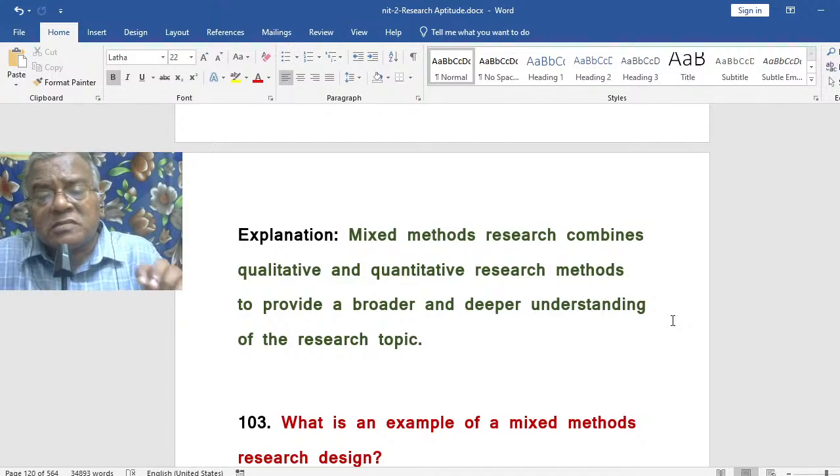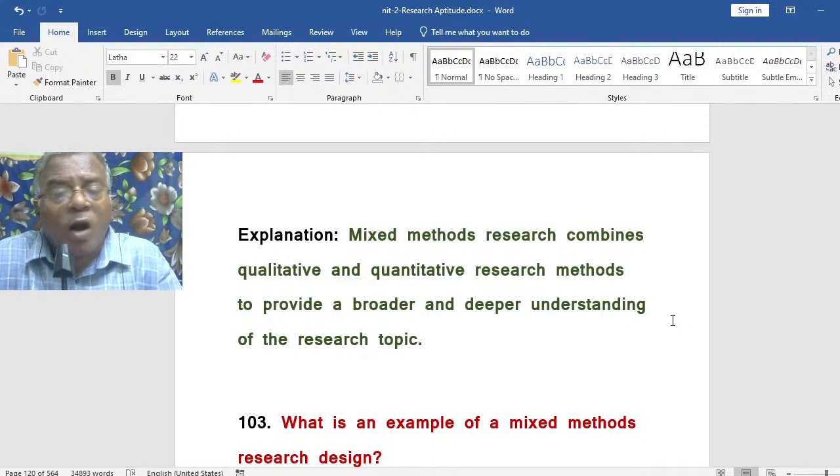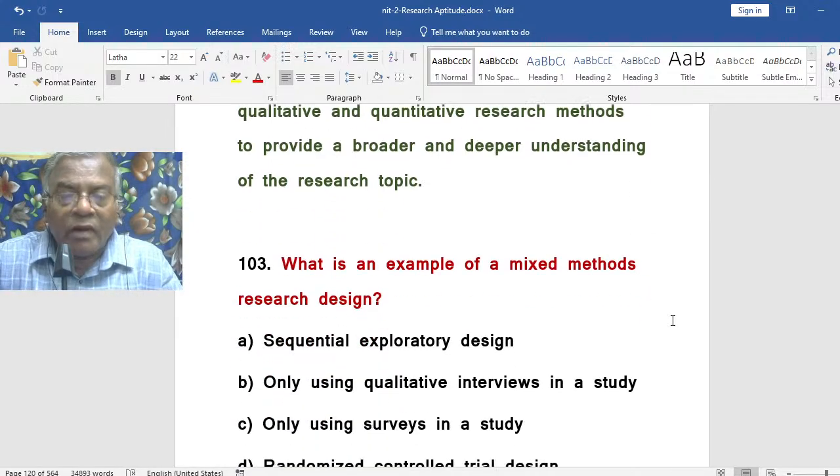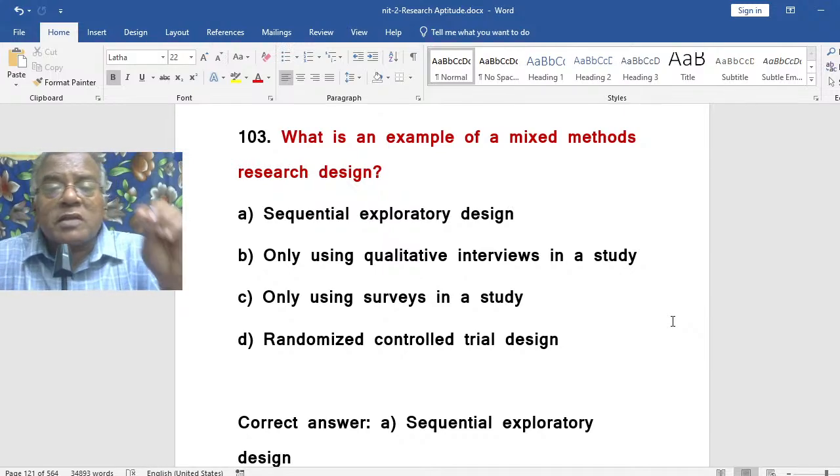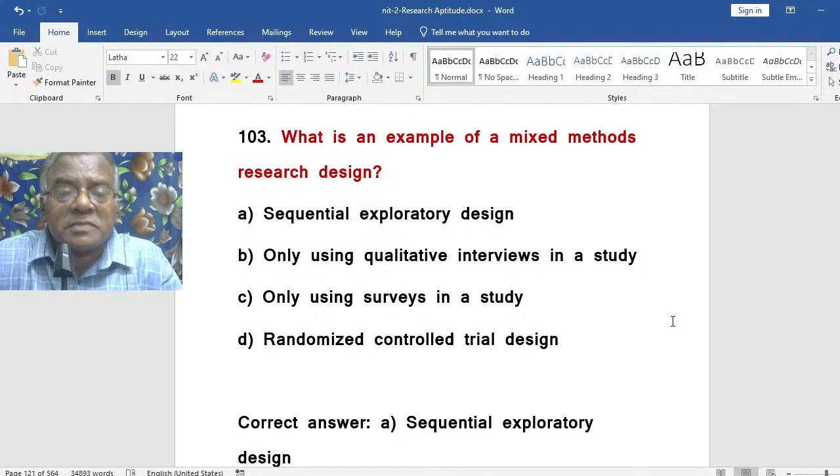So mixed methods research combines qualitative and quantitative research methods to provide a broader and deeper understanding of the research topic. What is an example of a mixed methods research design? There is a particular concept, very interesting and very important also.